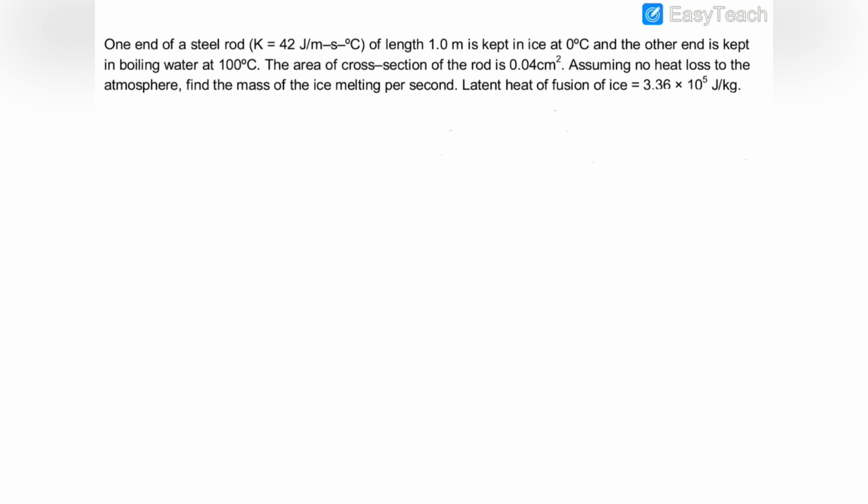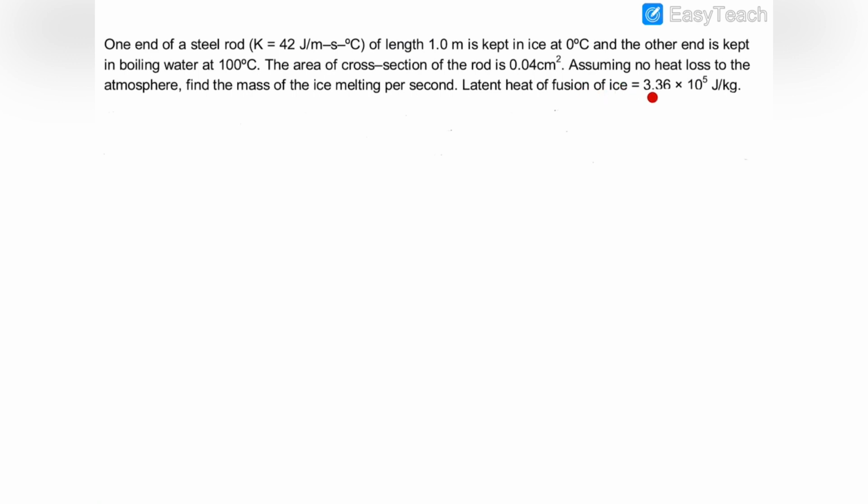In this question, you can see that there is a steel rod of K, which is 42 joule per meter per second per degree Celsius, and this has a length of 1 meter. One end of this rod is kept in ice at 0 degrees Celsius, and the other end of this rod is kept in boiling water. The area of cross section of this rod is 0.04 centimeter square, and there is no heat loss to the atmosphere. So we have to find out the rate at which the mass of ice melts.